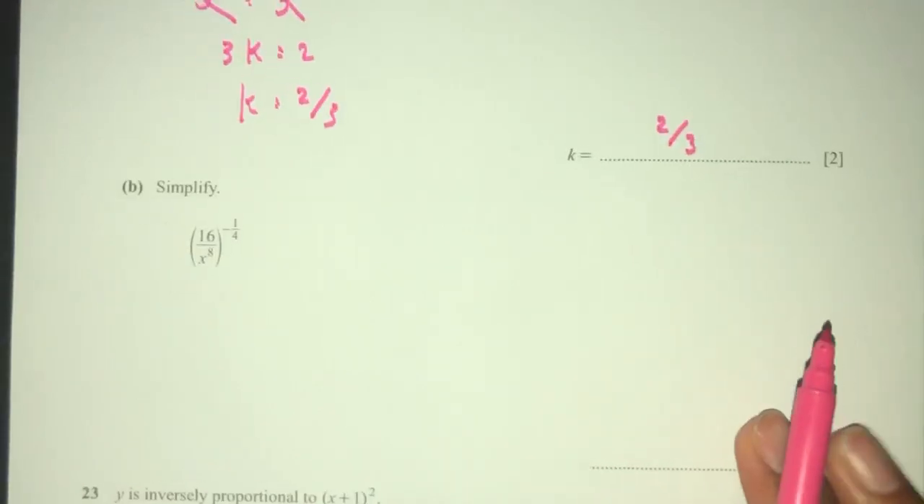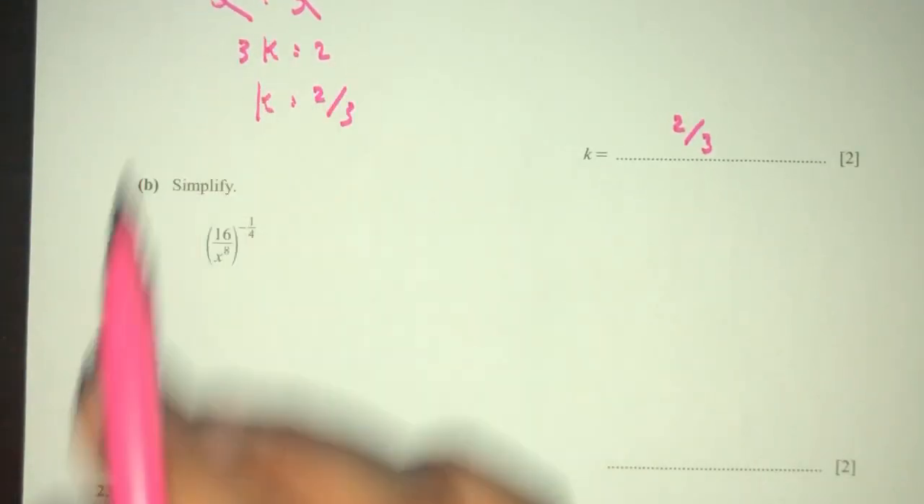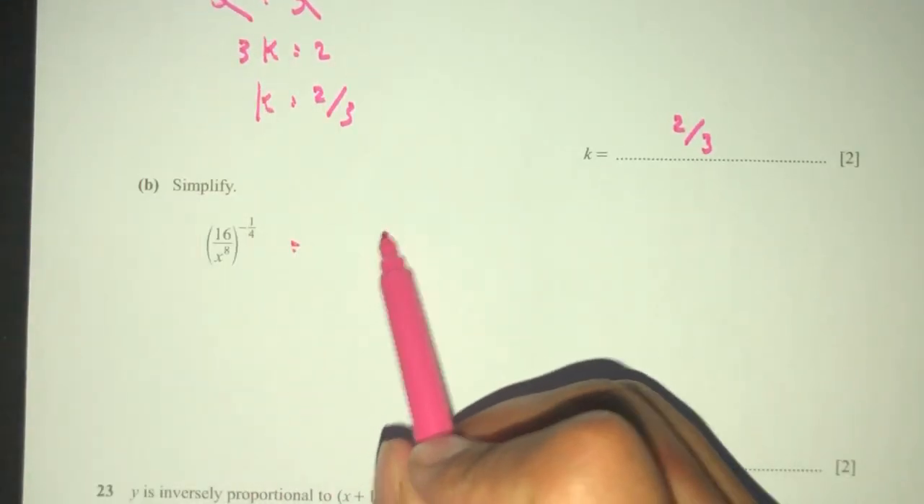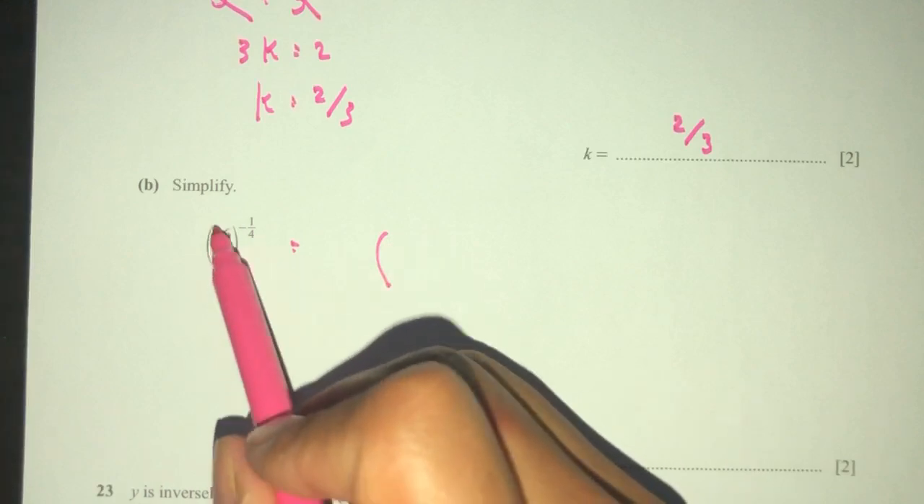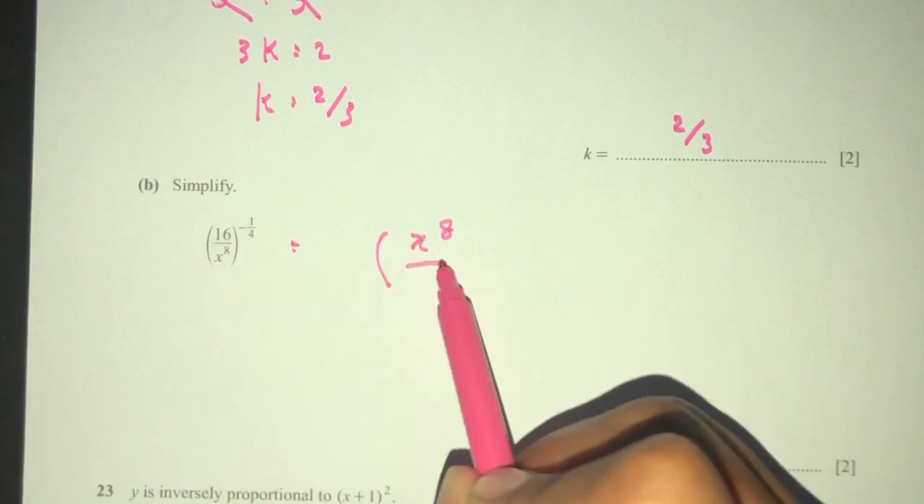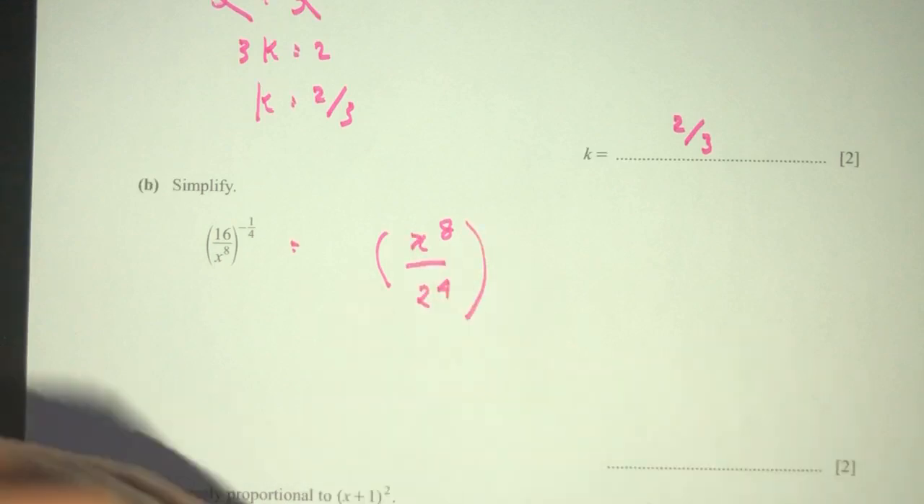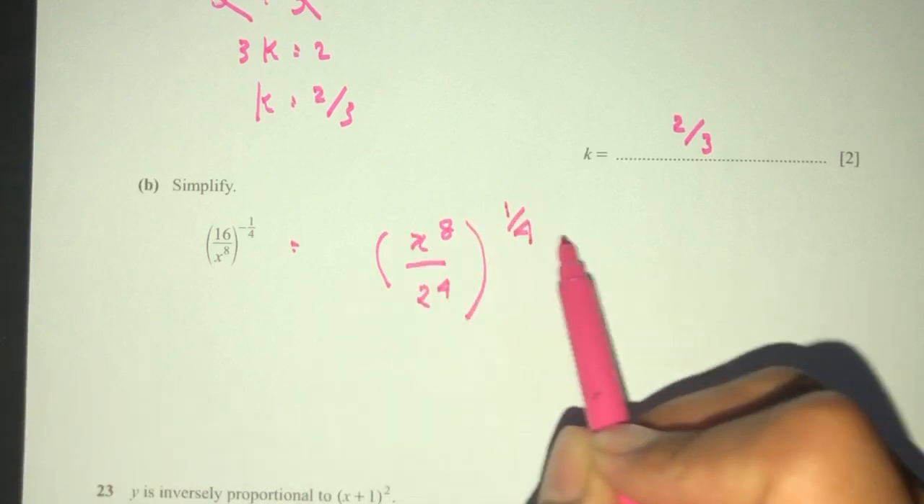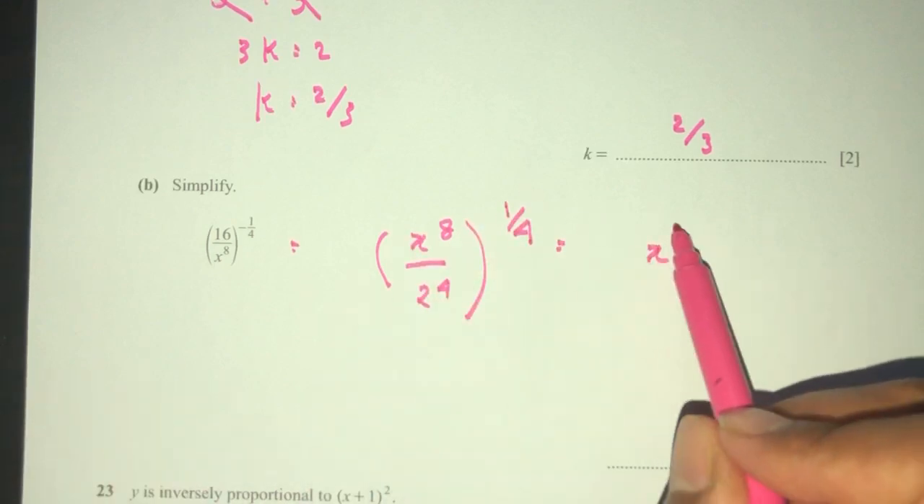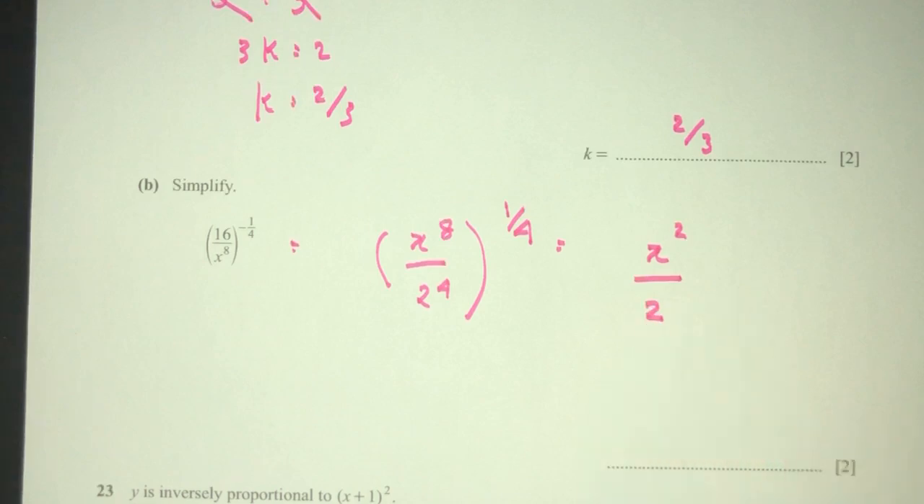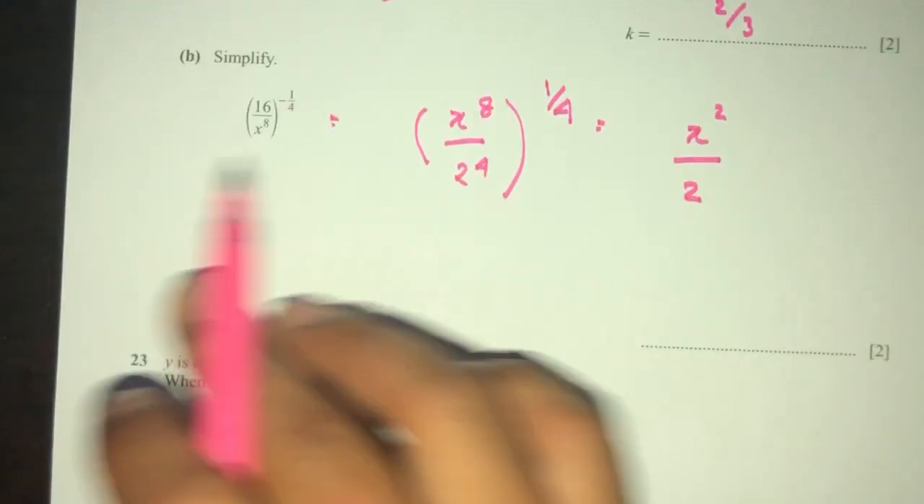Now for part B, we have to simplify this one. Obviously here we have to see the power is negative, so we can just flip the inside upside down. That will be x power 8 over 16. Now what is 16? 16 is 2 power 4. So once we flip it upside down, the power will become positive. And now we can simplify, that will be x power 2 over 2. Right, makes sense, right? So that will be part B.